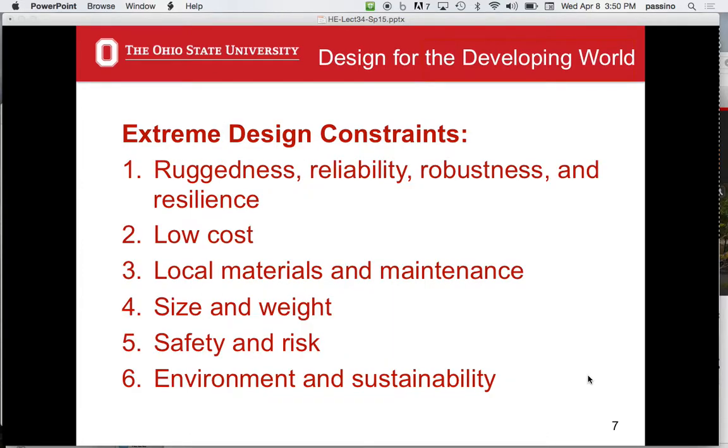Okay. Next, design constraints. One of the problems when you go to ILA or the likes is that you often have extreme design constraints, and therefore there are significant differences compared to technologies you might design for the US or Europe. Okay? So you often need something that's very rugged, reliable, robust, resilient, however you want to put that, has much lower cost, maybe one-tenth the cost or less, uses local materials and maintenance, we just saw why, has a small size, low weight typically, doesn't have problems with safety and risk, and we know the importance of environment and sustainability.